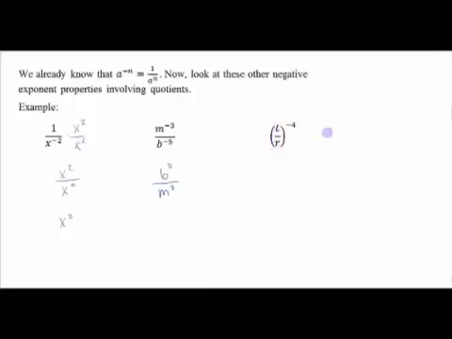Here, let's do this one the long way. I would have t to the negative 4 over r to the negative 4, which from this example I know is going to be r to the positive 4 over t to the positive 4, which is the same as r over t to the positive 4. So how could I get from here to here? All we need to do is take the reciprocal of that fraction, and then the exponent becomes positive.